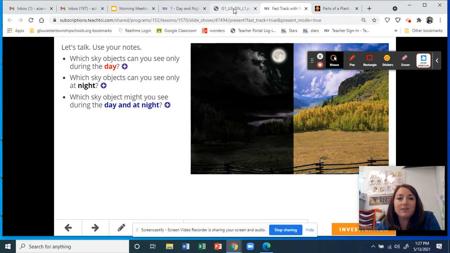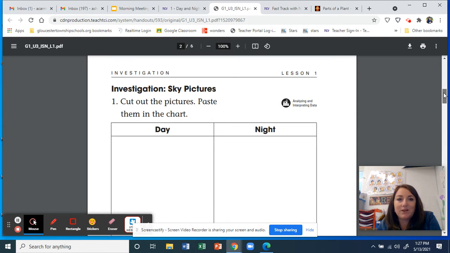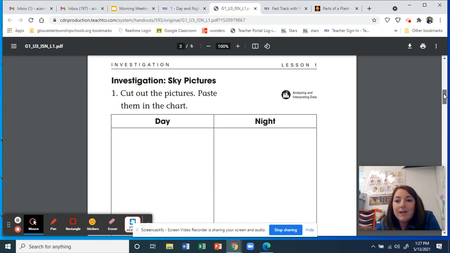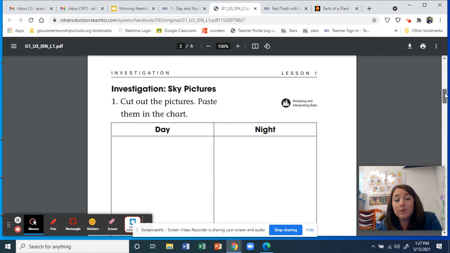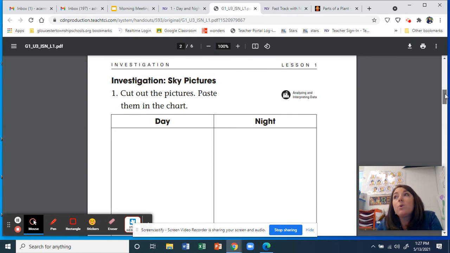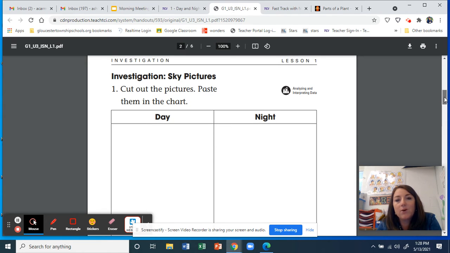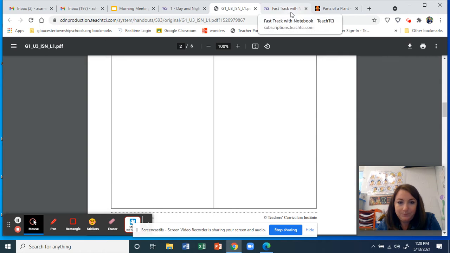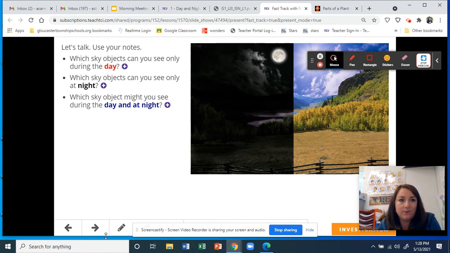All right, so what you're going to do is take a look at your notes, your sky picture. When we get off of Zoom, it says cut out the pictures. Now you guys don't have the pictures. So you can either look at a magazine or a newspaper or on the computer and print out pictures, or you can draw pictures with your crayons. You're going to put pictures of the sky during the day right here and pictures of the sky at night right here. And remember, you can cut pictures out of a magazine or a newspaper or from the computer, or you can just draw them with your crayons or colored pencils or markers, whatever you have at home. You're going to do that when you get off of this video lesson though.